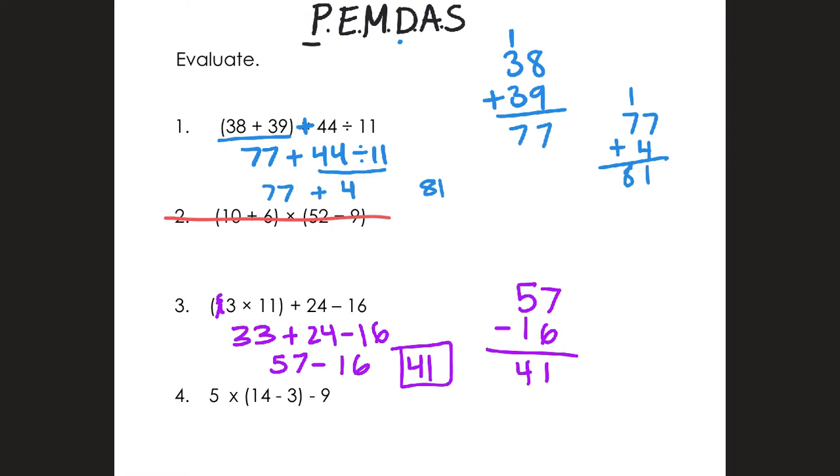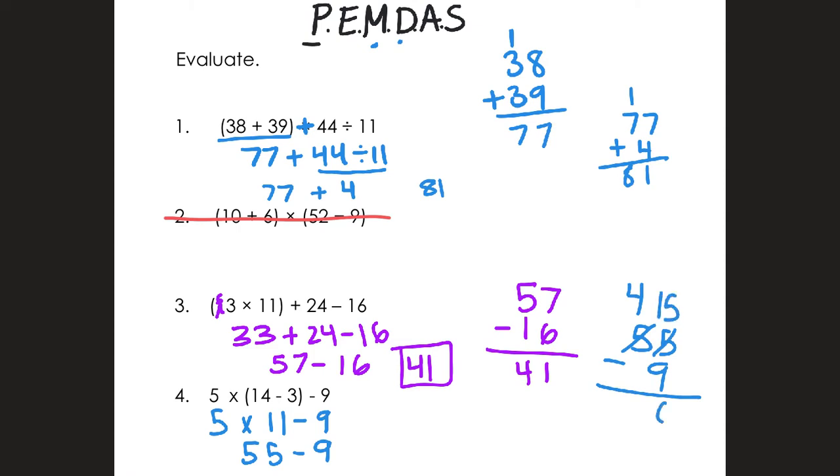Again, I start with my parentheses first. 14 minus 3 is 11. And I rewrite everything. And I ask myself again, what comes first, multiplication or subtraction? Well, it's multiplication. 5 times 11 is 55. And 55 minus 9, I'm gonna work my problem out over here. My answer is 46.